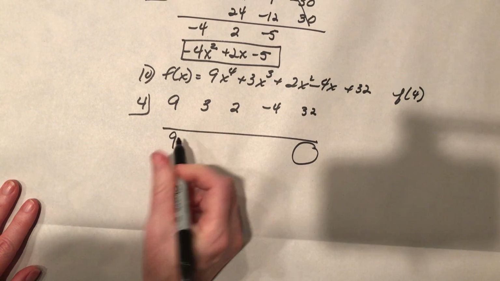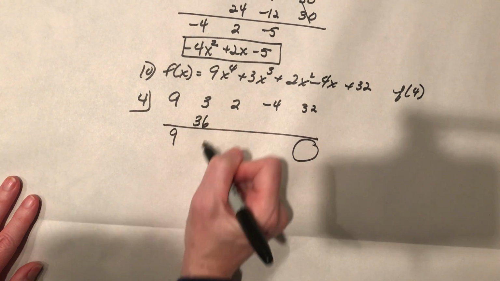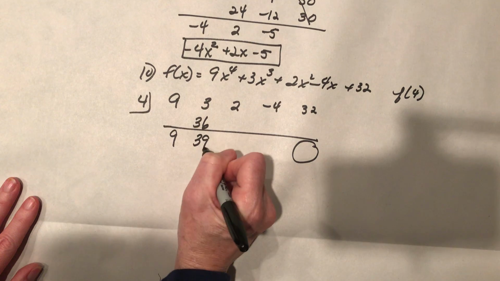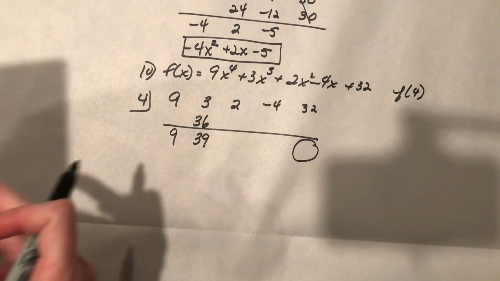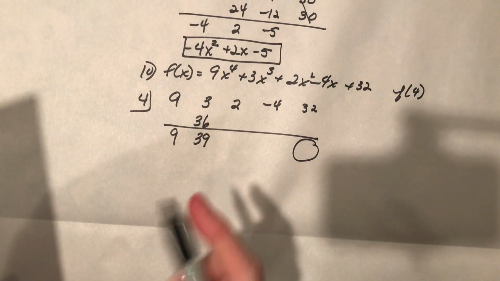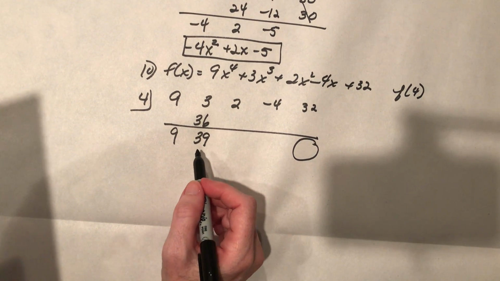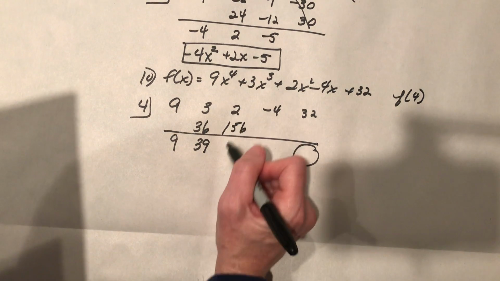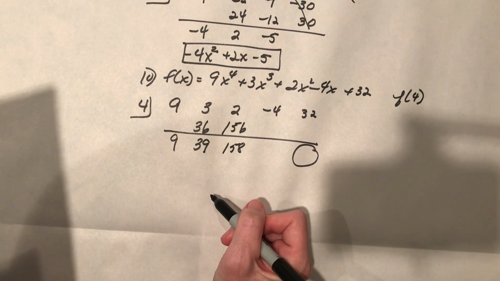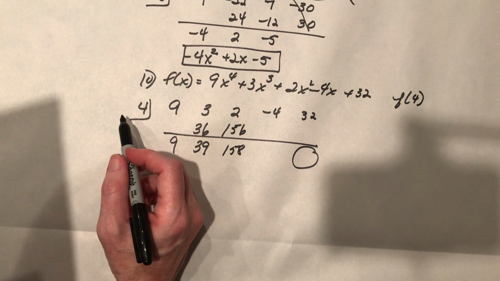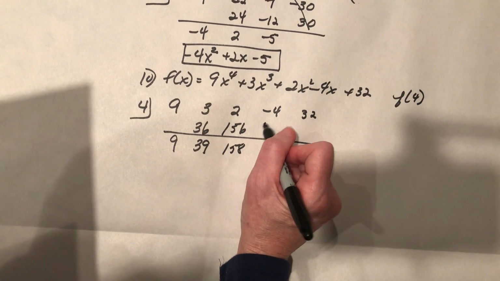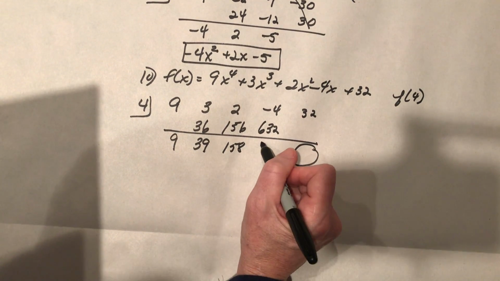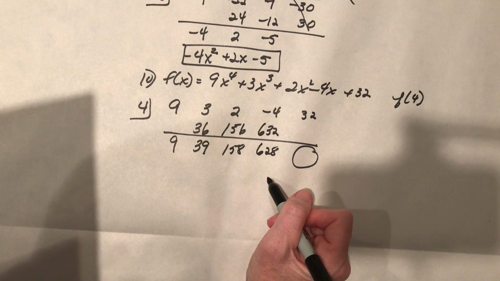So bring down the 9. 9 times 4 is 36. 39, the math gets a little messy here. I've done it already, so I'm just going to put it in here. You can certainly use your calculator. 39 times 4 will give you 156. Add those up and you get 158. 158 times 4 will give you 632. Add those up and you get 628.